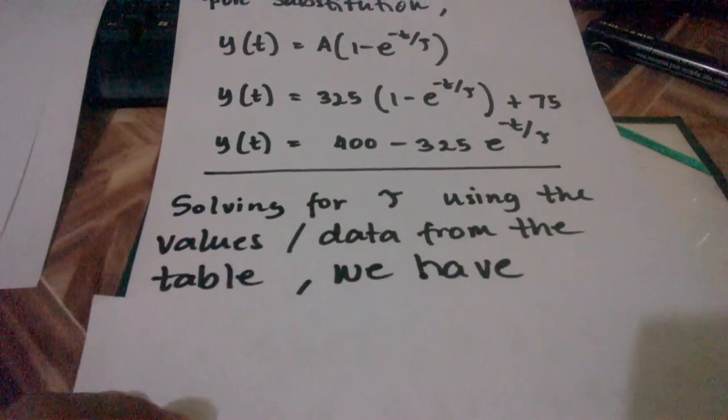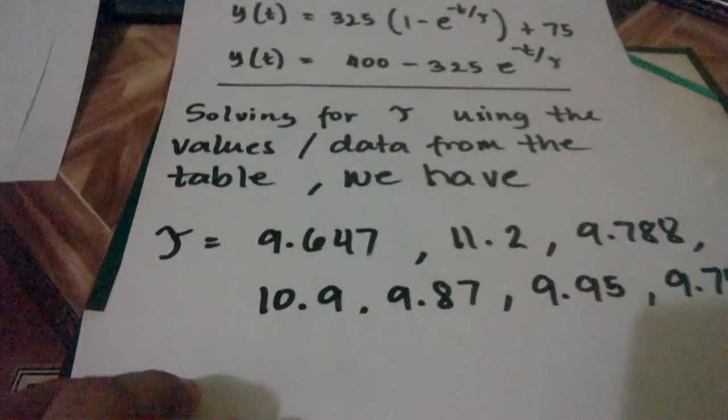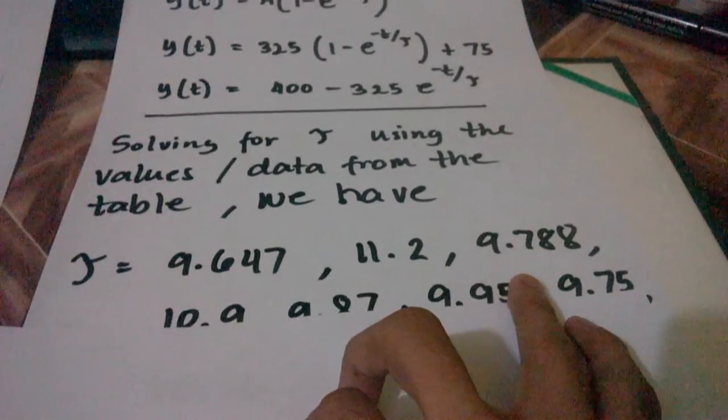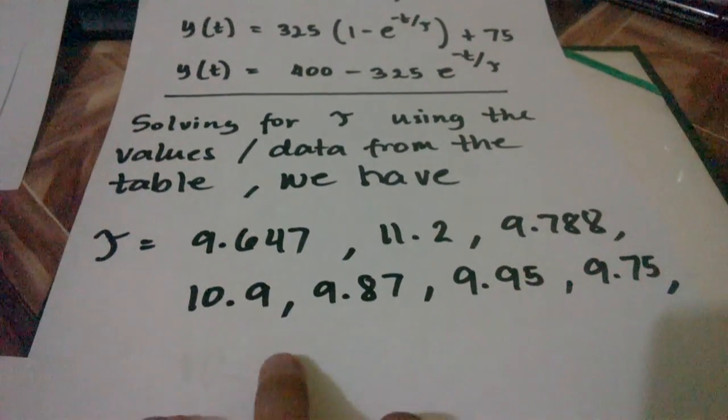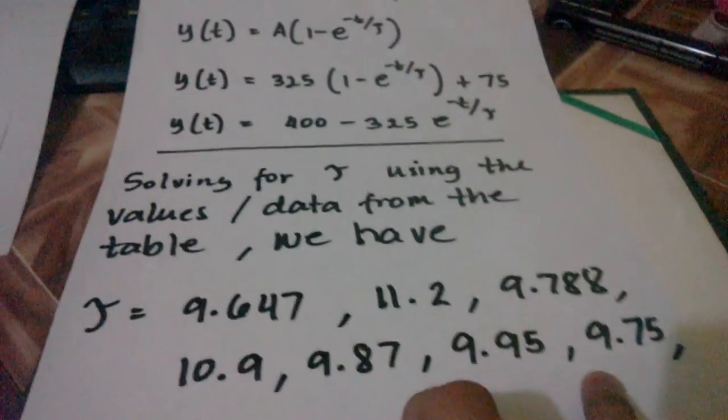Hence, solving for tau using the values given in the table, we have tau equal to 9.647, 11.2, 9.788, 10.9, 9.87, 9.95, and 9.75.